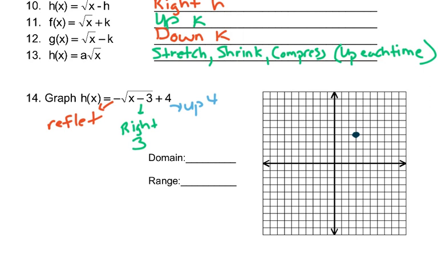Now once I get my starting point, since it's reflected, I'm going to go down 1 and over my odds. So I'm going down 1, right 1, down 1, right 3, and then I would go down 1, right 5. That's off our graph though. So we could connect it.